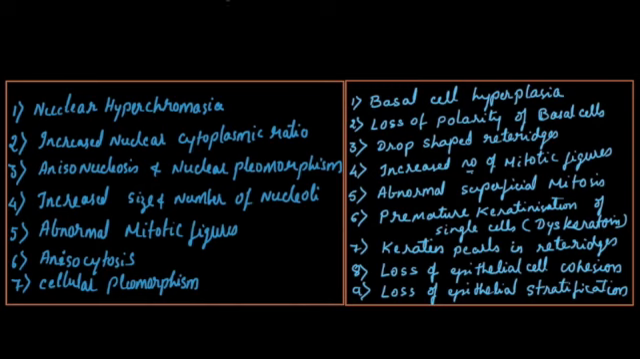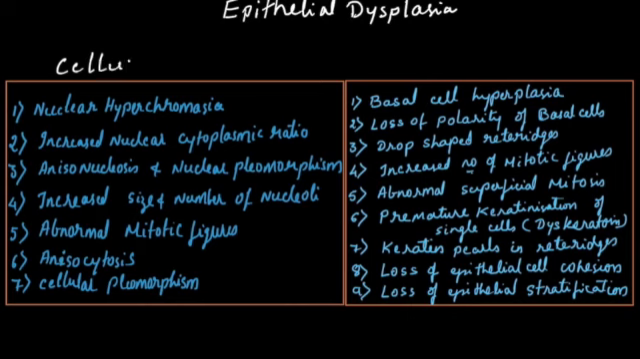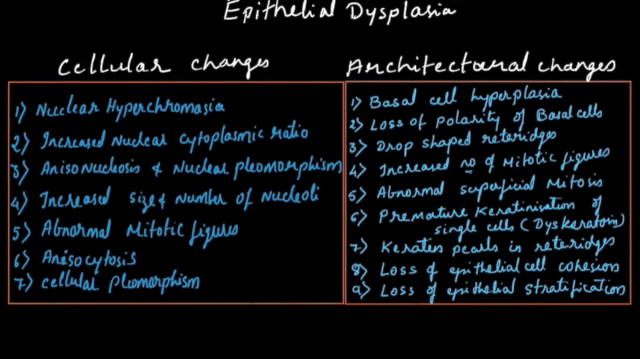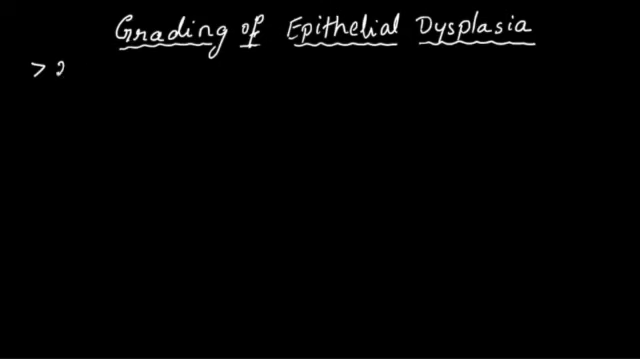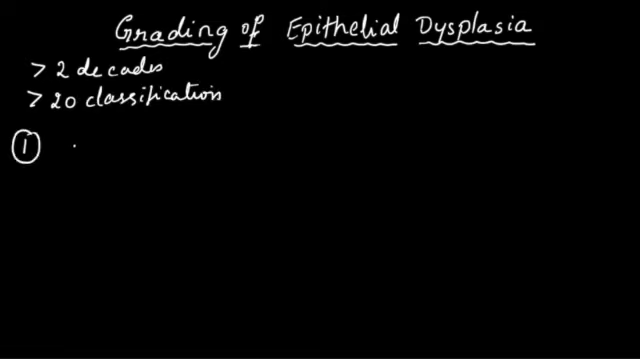In my previous video, I have discussed the concept of epithelial dysplasia in detail. I have discussed both cellular changes and architectural changes. The list is given here. So when we think of grading, the ingredients that we need are 7 cellular changes and 9 architectural changes of epithelial dysplasia. In the past 2 decades, more than 20 classification systems have been developed for grading of epithelial dysplasia. Let's start one by one.